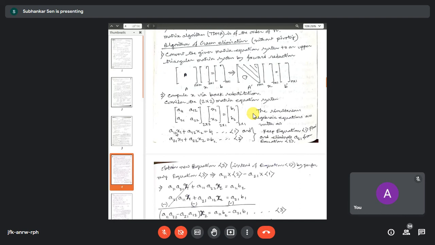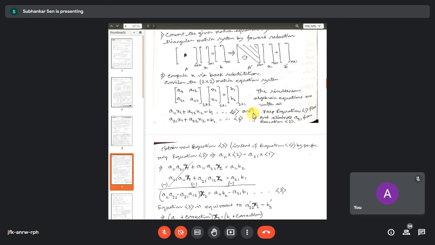So a11x1 plus a12x2 equals b1, and a21x1 plus a22x2 equals b2. These are the two equations. From these two equations we can get the coefficient matrix, the unknown vector x1, x2, and the right hand side known vector. Without pivoting, when we implement the Gauss elimination, we assume that in this equation this is greater than this, and here also this is greater than this.